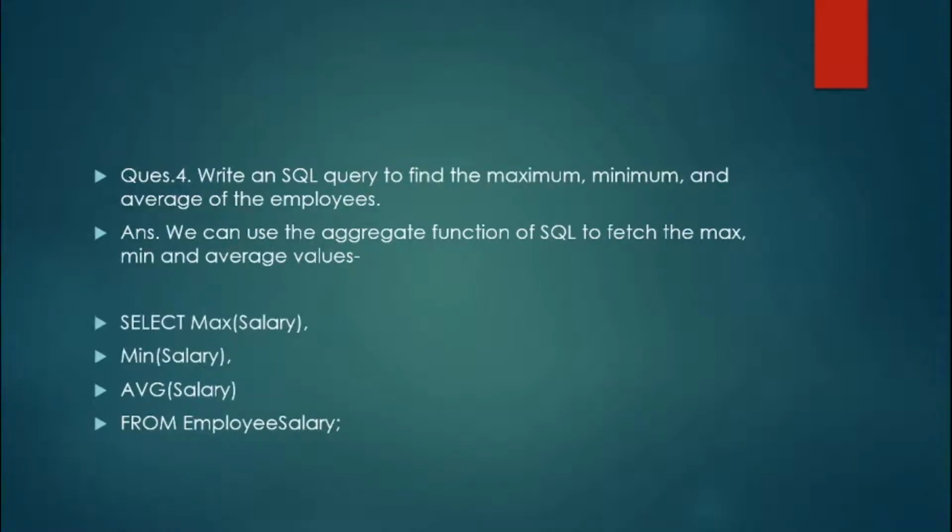Now the fourth question, write an SQL query to find the maximum, minimum and average of the employees' salary. You have seen aggregate functions, and I have already prepared a video on aggregate functions; you can check it in the playlist. If you use those aggregate functions, you can easily find the max, min and average from the employee salary table. You mention the function name first, and in the brackets you mention the column that you want to fetch. In the query we have clearly mentioned select max of salary, min of salary and average of salary from the employee salary table.